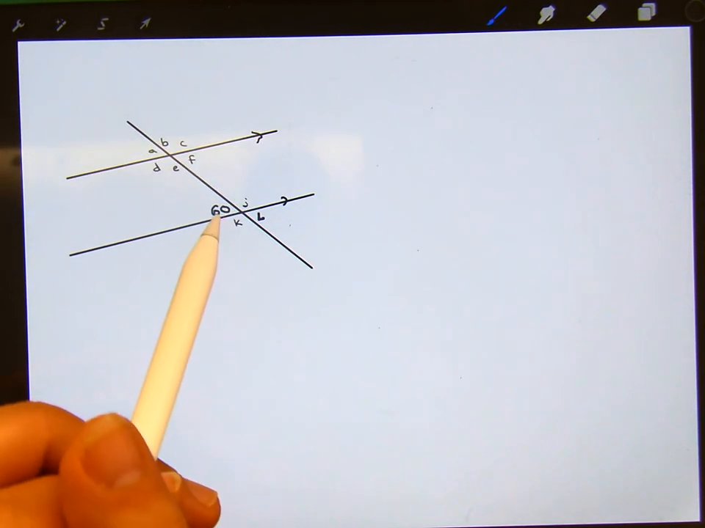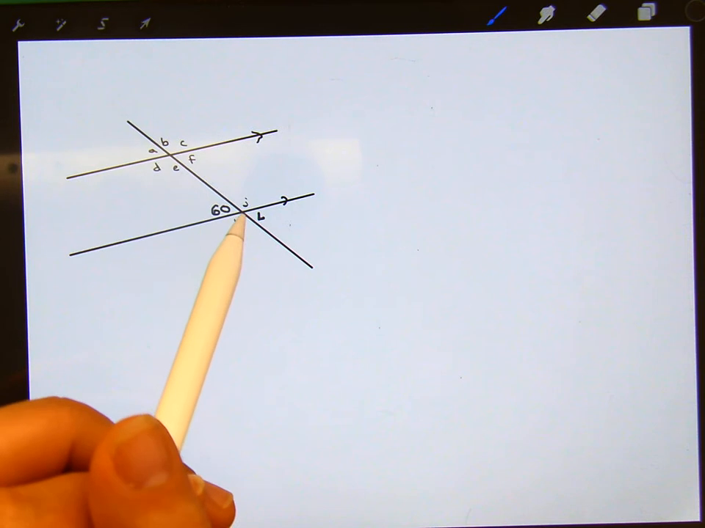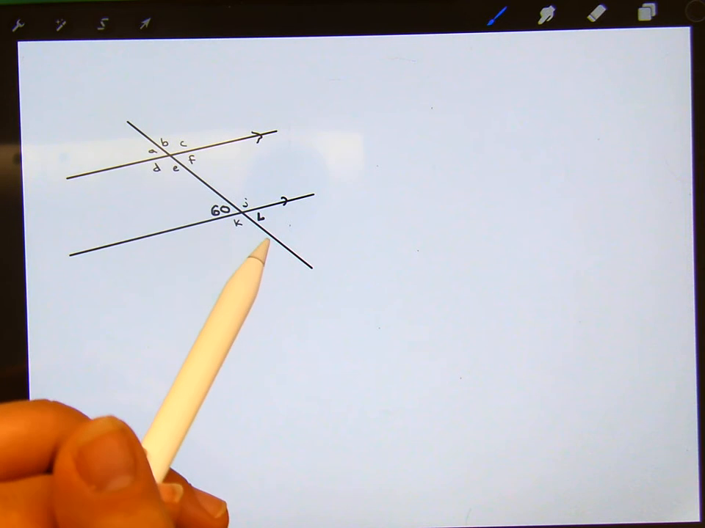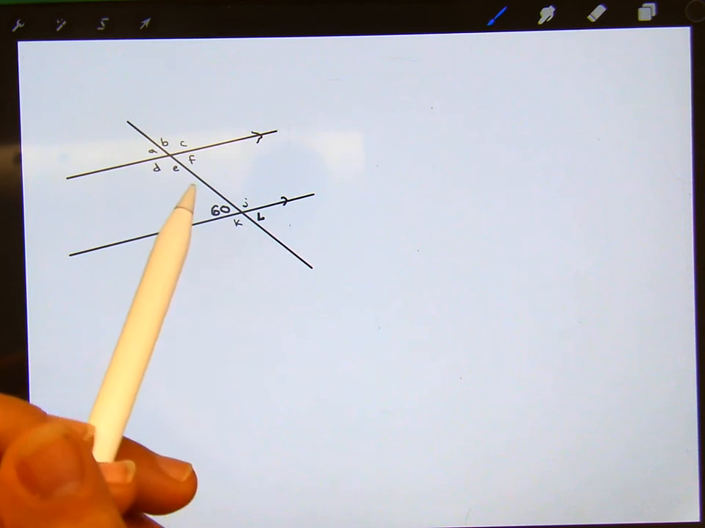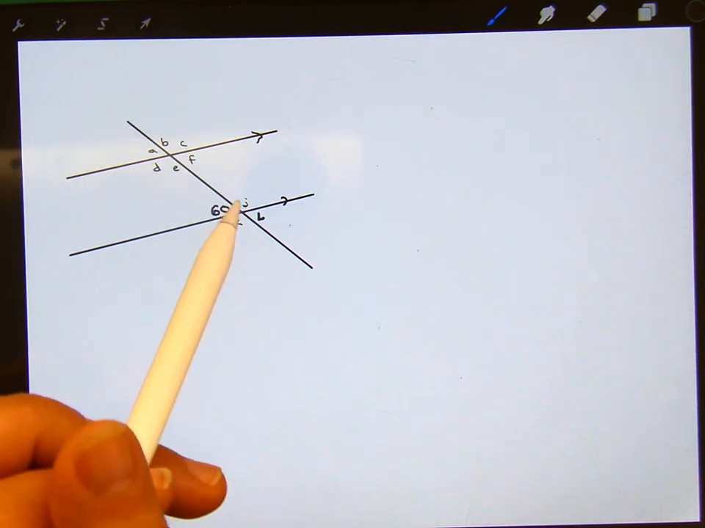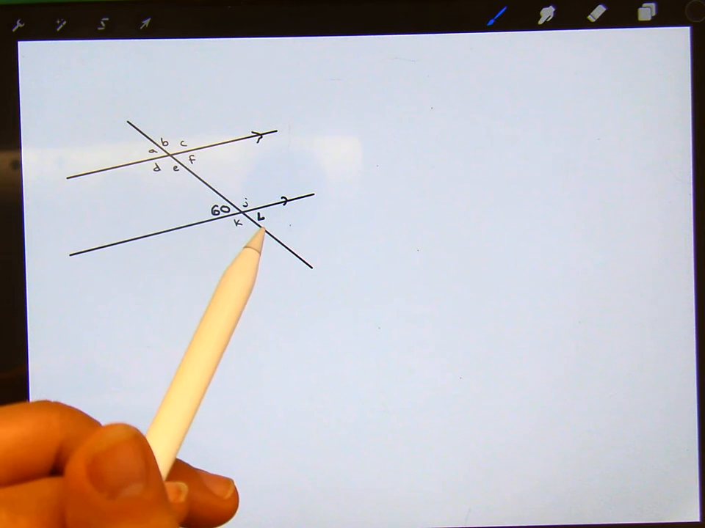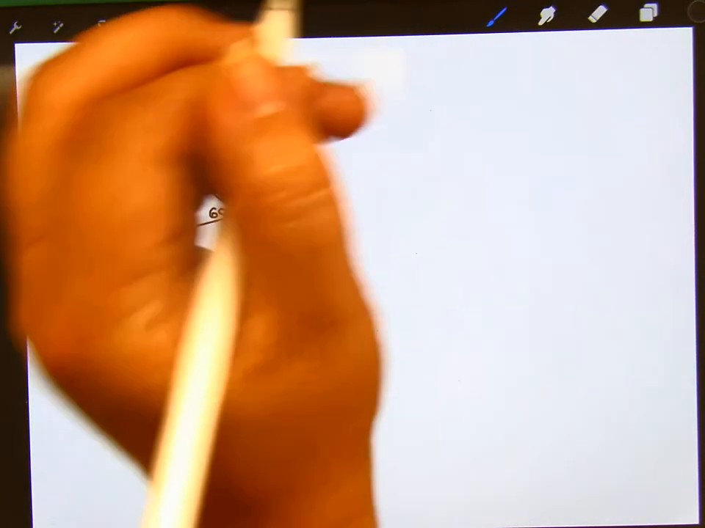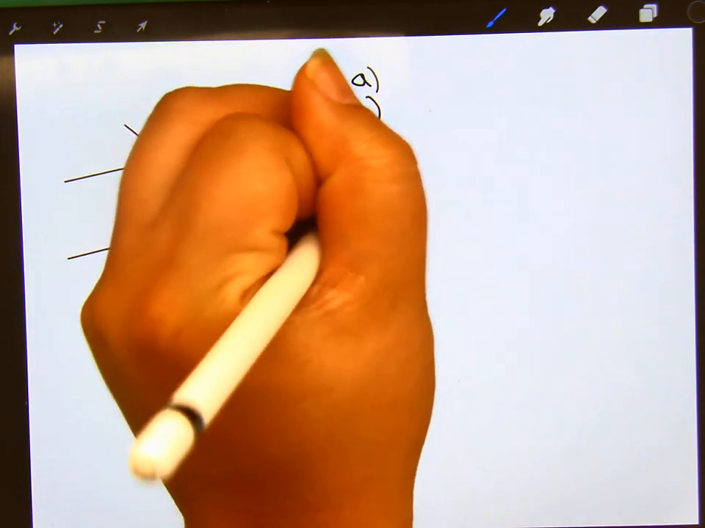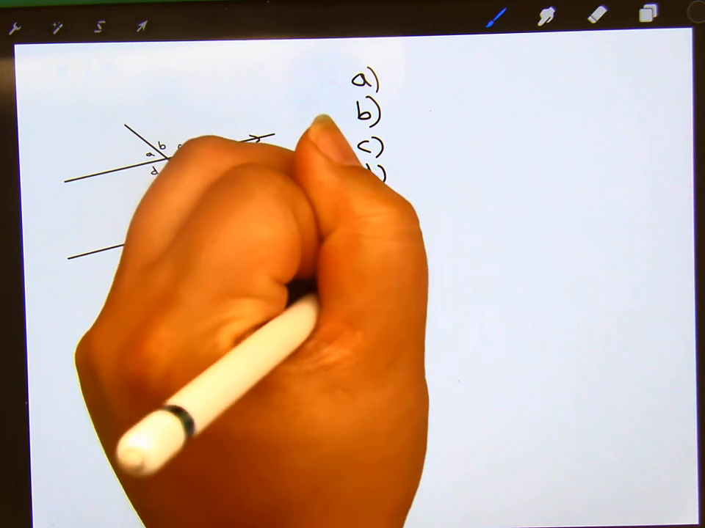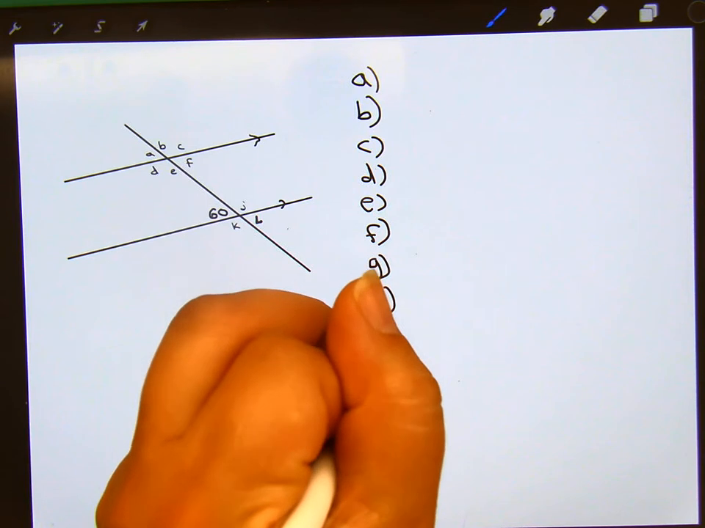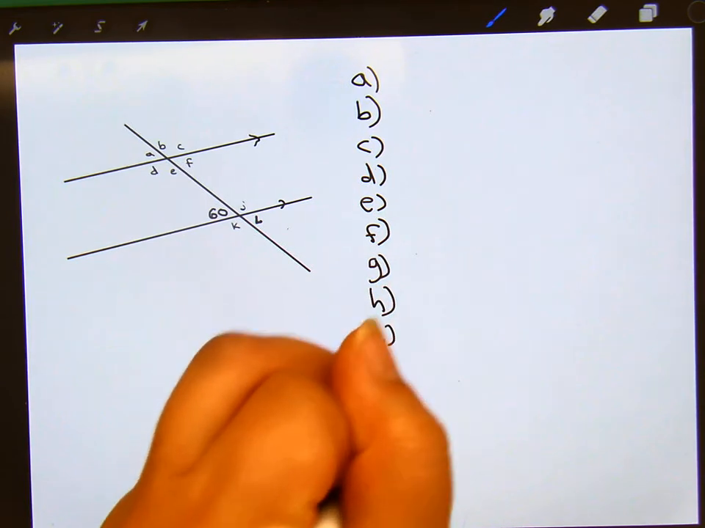There are several different ways that you can go about this. For one, if you notice, this is a linear pair, and every linear pair has 180 degrees. This is a linear pair. So that adds up to 180 degrees. So right here, we could figure out angles J, K, and L. I'm just going to put my letters down over here: A, B, C, D, E, F, G, H, I, J, K, and L.